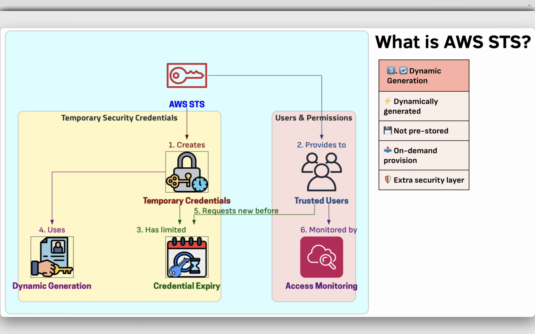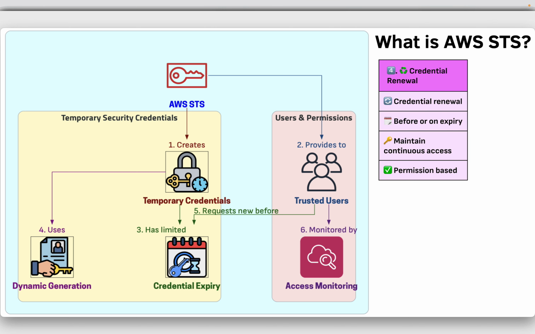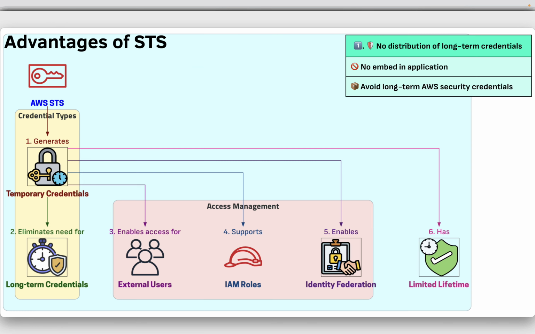Unlike long-term access keys, temporary security credentials are not permanently stored with users. Instead, they are generated dynamically and provided to the user only when they are requested, adding an extra layer of security. Users can request new temporary security credentials when their current ones are about to expire or even before, as long as the user still holds the necessary permissions. They can maintain continuous access to resources by periodically renewing their credentials.